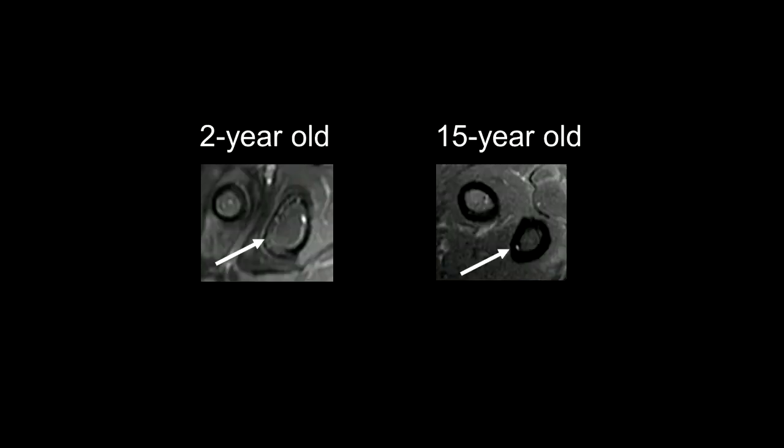So here we have examples of cross-sectional axial images of the forearm in a 2-year-old and a 15-year-old. These are T2-weighted fat-saturated images. And on the left, we can see that the arrow is pointing to a very vascular and porous cortex, whereas in the 15-year-old on the right, the cortex is much thicker and also less porous and thus more rigid.